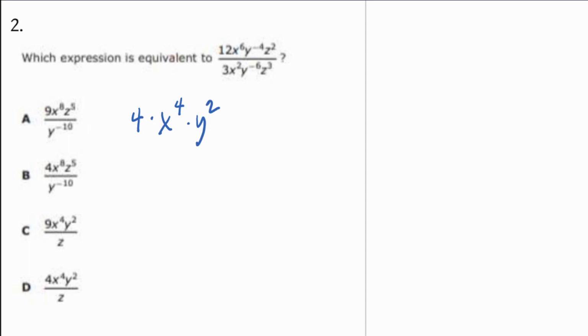And then z to the 2 divided by z to the 3, we would subtract those exponents and get z to the negative 1. Okay, I don't see any z to the negative 1s in the answer choices, so I'm going to write that as a positive power in the denominator. So 1 power of z in the denominator, 4x to the 4, I just copied that down wrong, 4x to the 4, y to the 2, divided by z, and so that's that one there.